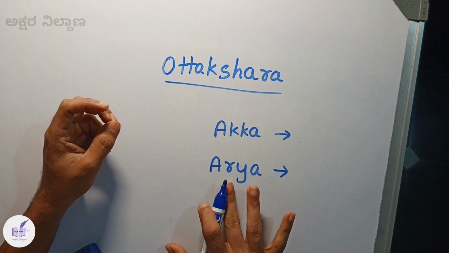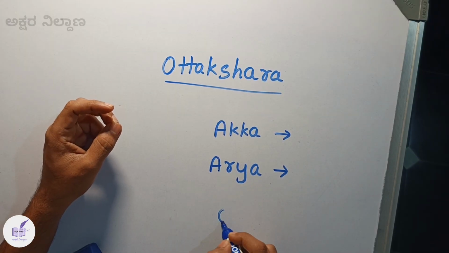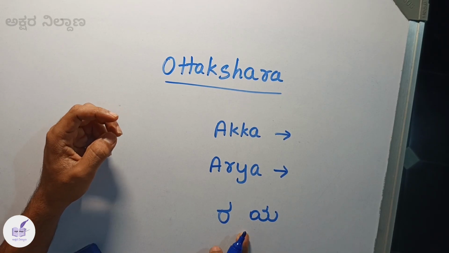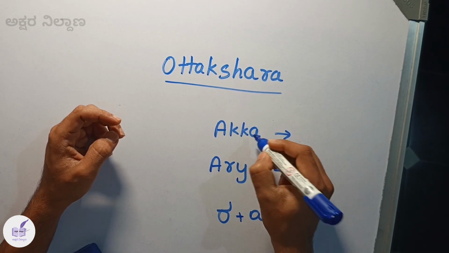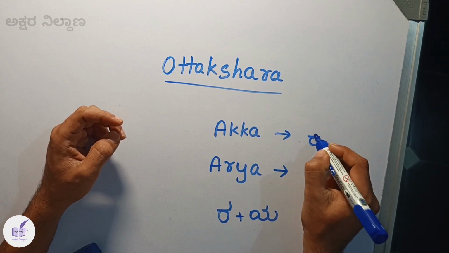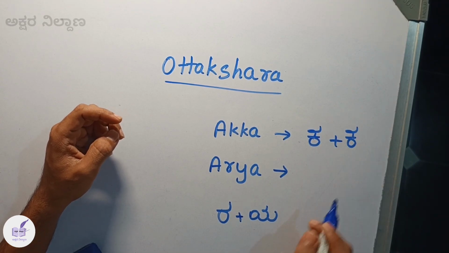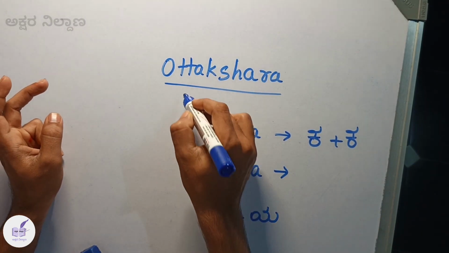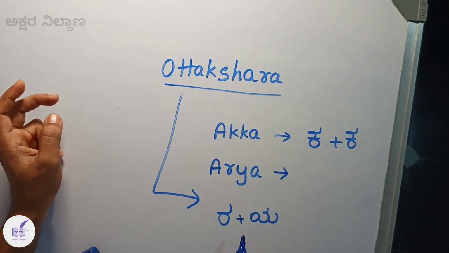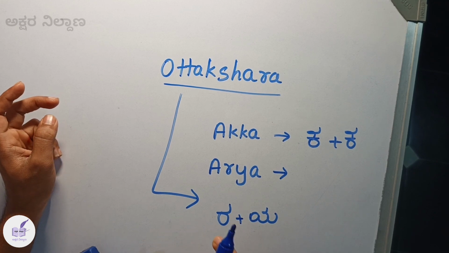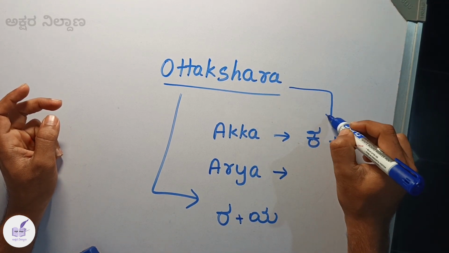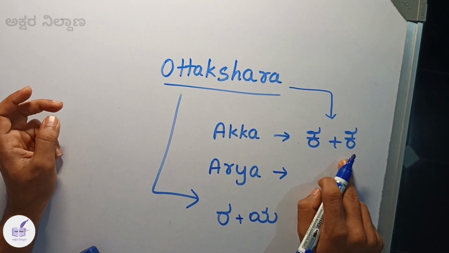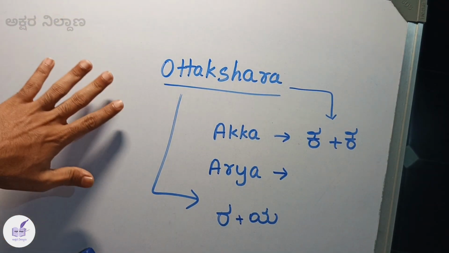Here also you are combining the Ra sound with the Ya sound. Ra with Ya, and here you are combining Ka along with Ka, right? So there are two separate groups. The letters which combine with other letters are called one type of Uttakshara. The letters which combine with the same letter are called another type of Uttakshara. We're going to get complete detail about this in the next session.